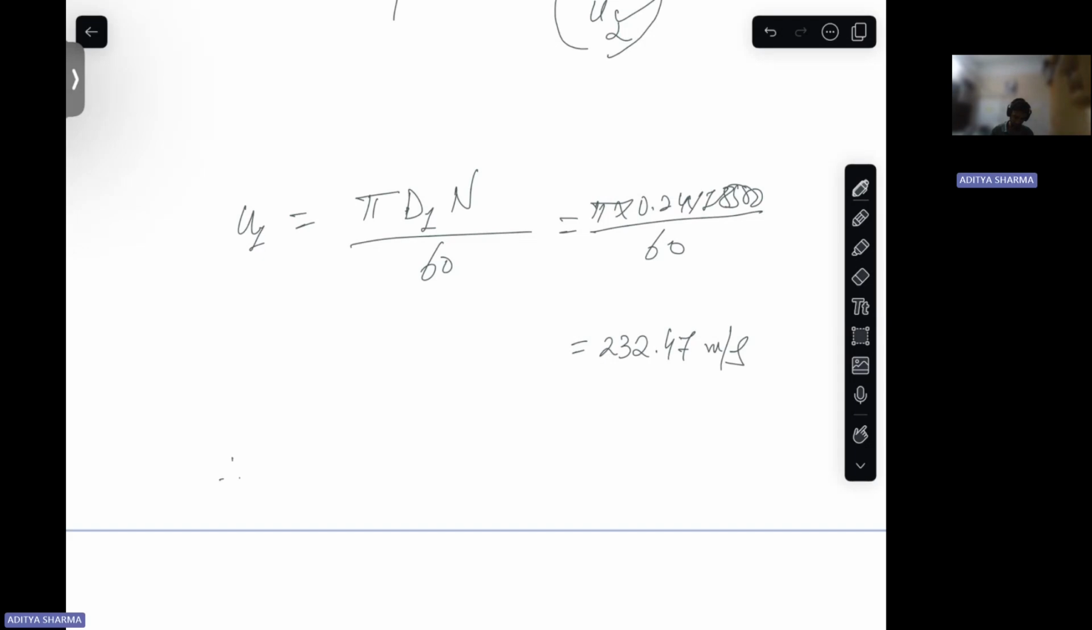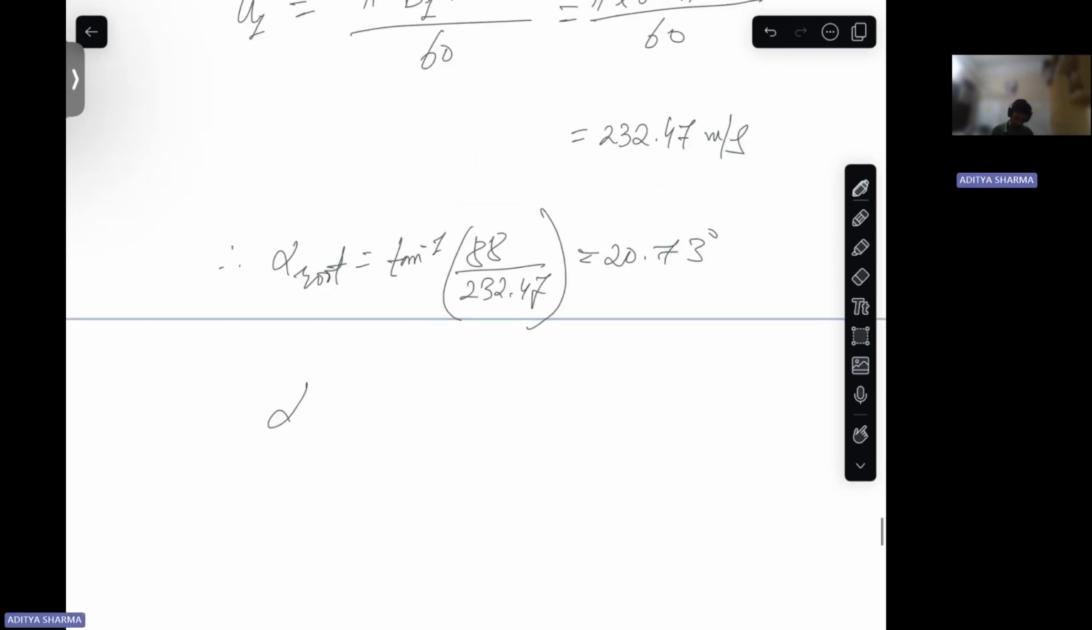So alpha root becomes tan inverse of 88 by 232.47, which is 20.73 degrees. Alpha tip is tan inverse of 88 by 471.20, which will come out to be 10.57 degrees. So this much.